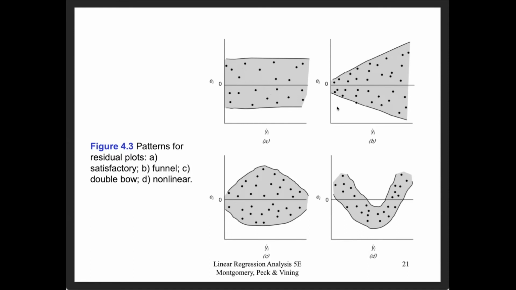On the other hand, in plot B, we see that as we move to the right, and again, the horizontal axis is the fitted value.